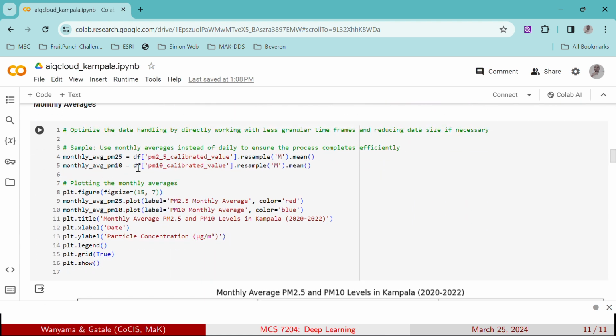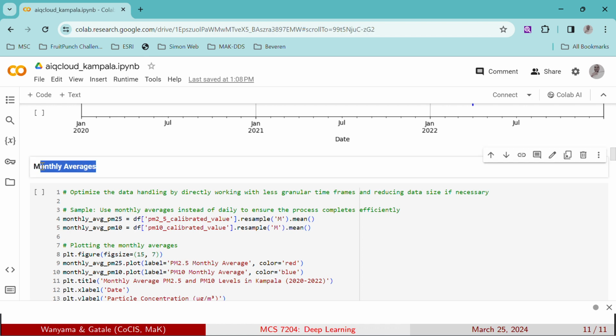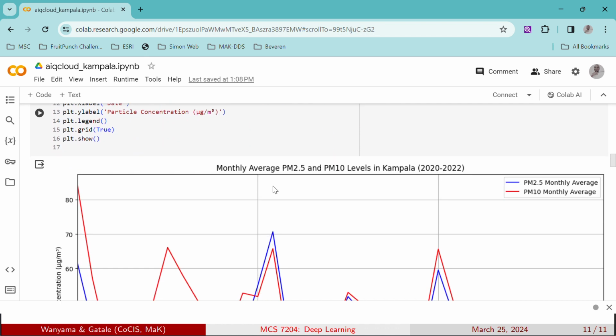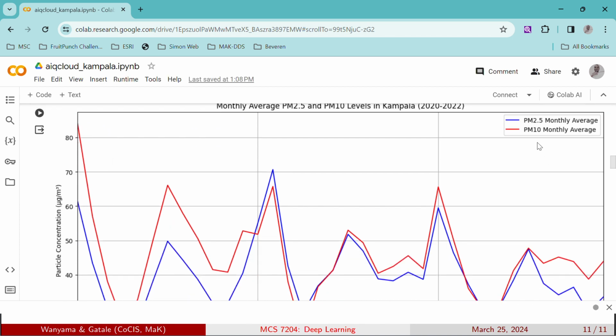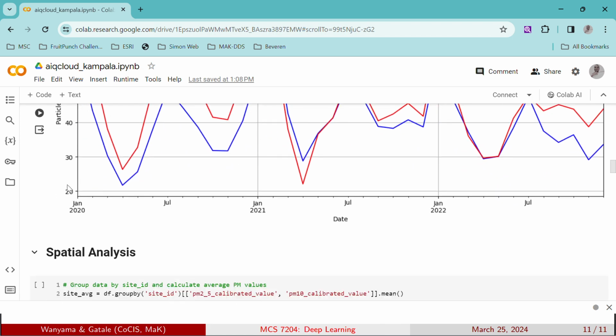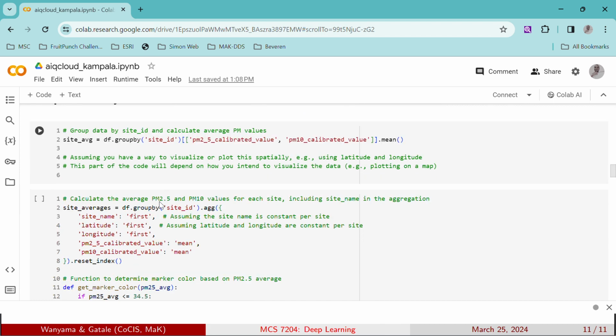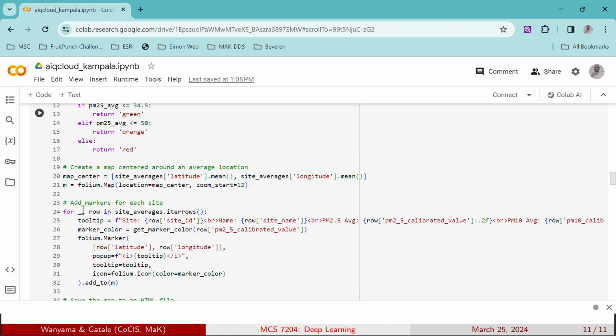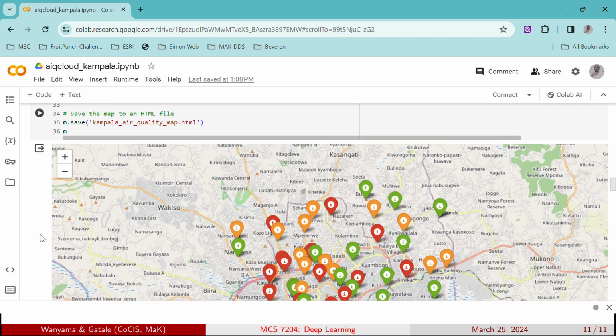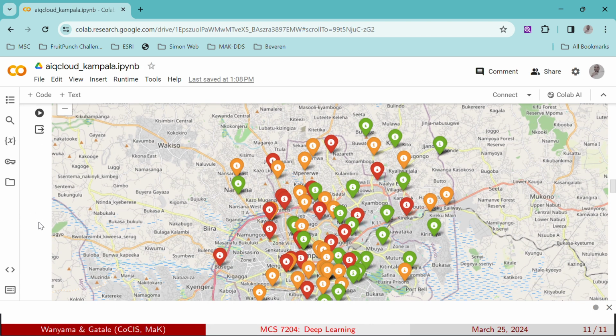So we also did monthly averages, and you can see the monthly average for both pollutants. PM10 is the red and PM2.5 is the blue one. And besides the trend analysis, we also did spatial analysis. I've already said that spatial is associated with locations, and then we just got the average of the entire data to generalize if a specific place was safe or not safe.